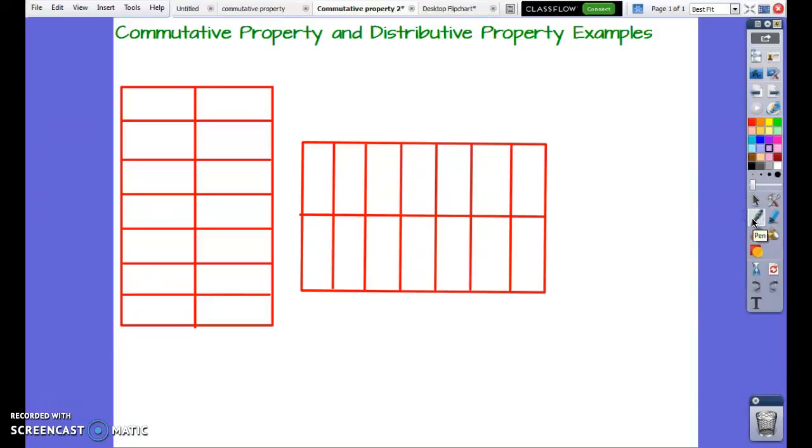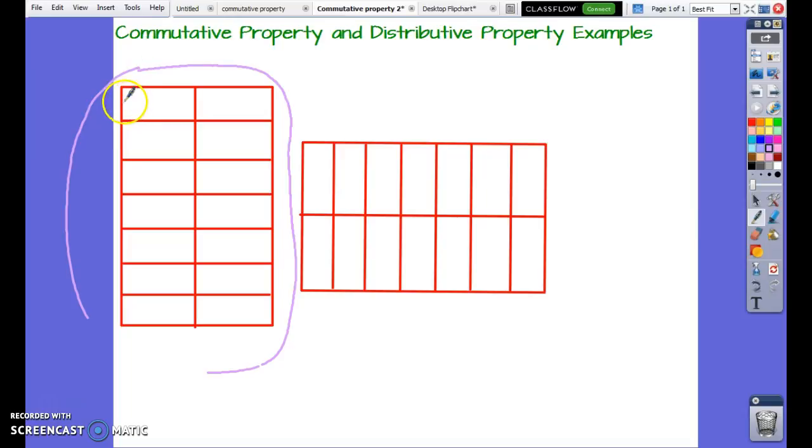Hi kids, I'm going to show you today an example of how to solve using commutative property and distributive property when you have a picture of something instead of just an equation. So when I look at this first set or group of boxes, I'm going to look at it and say how many rows and how many columns.